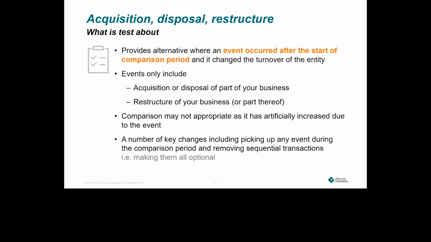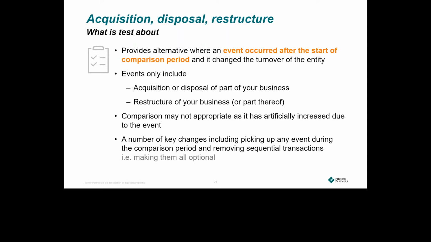Now, one of the elements to access the test is that this event needs to have changed the entity's turnover. It doesn't say how much, doesn't say substantial, doesn't say significant, but if it's a 1% change or a few dollars change, you're probably pretty hesitant to rely on that. And the idea is that there was some event of significance that caused the business to change so that the comparison to last year isn't appropriate anymore. And the explanatory statement talks about a large change.